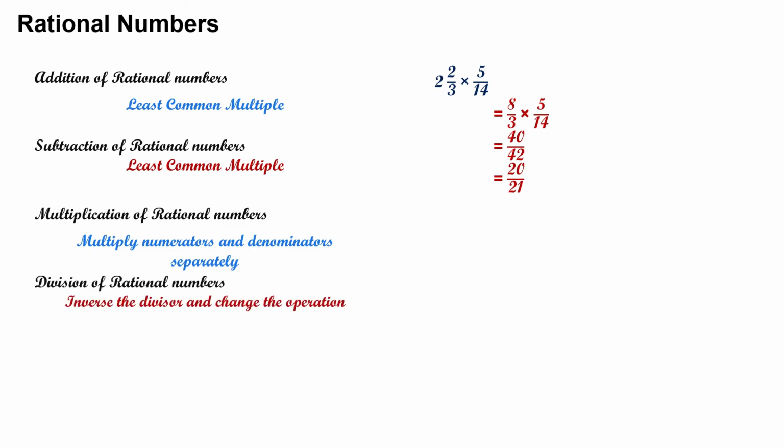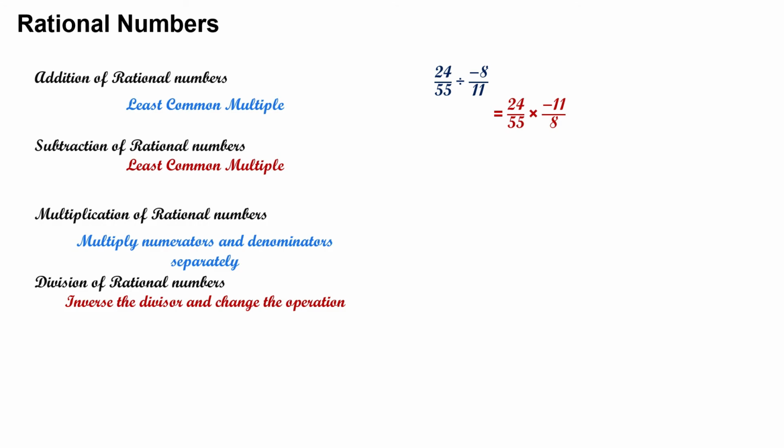Division of rational numbers. Inverse the divisor and change the operation. Okay. We have 24 over 55 divided by minus 8 over 11. So minus 8 over 11 is the divisor, and we have to inverse it, meaning we need to convert the denominator into numerator and numerator into the denominator. So we have 24 by 55 multiplied by minus 11 over 8.